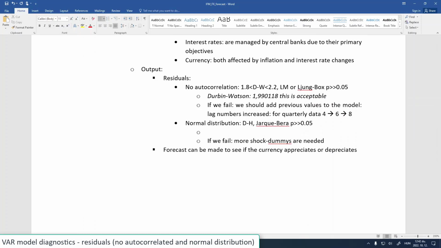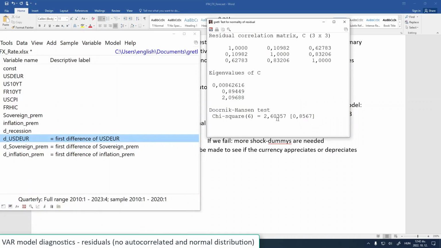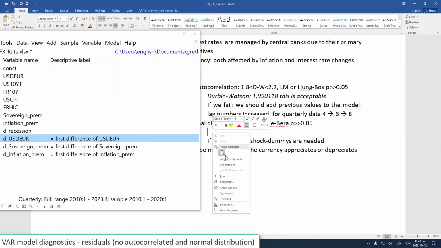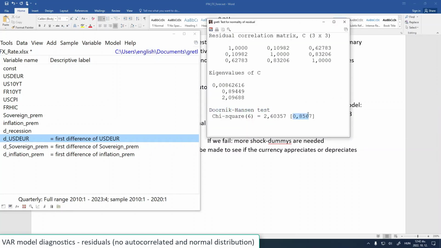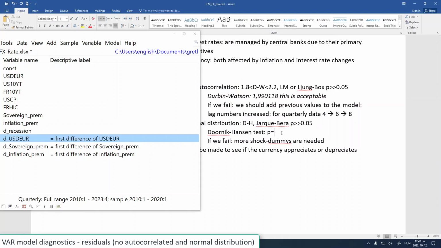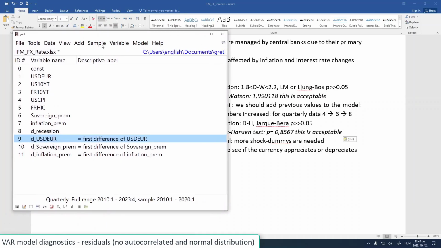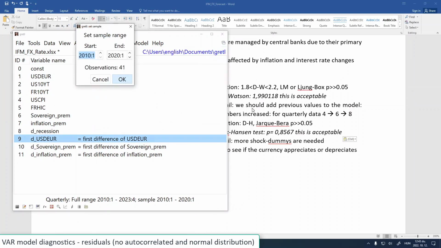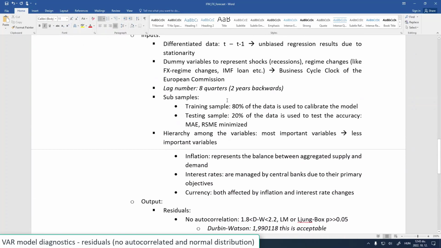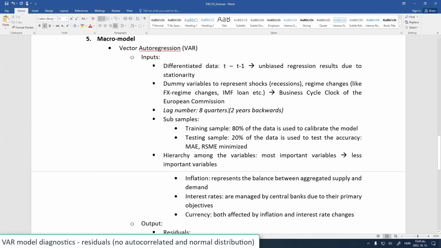It was good. Let's just try to copy this one. We need just the p-value. So now it's good. This is acceptable. And also, I did not document the sample size, so yeah, 2010 to 2020, first quarter. Sample. Yeah.